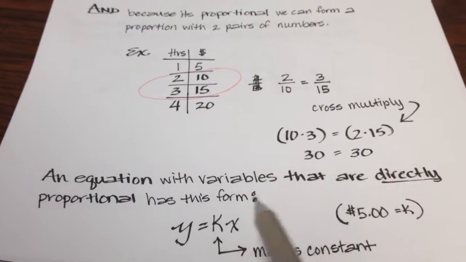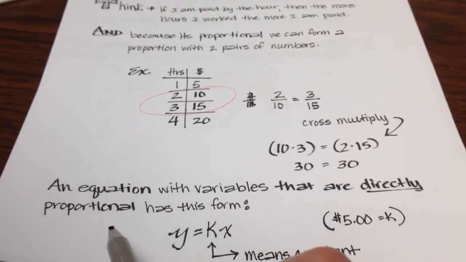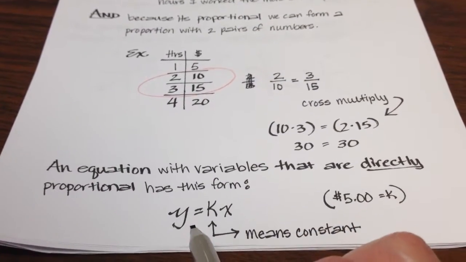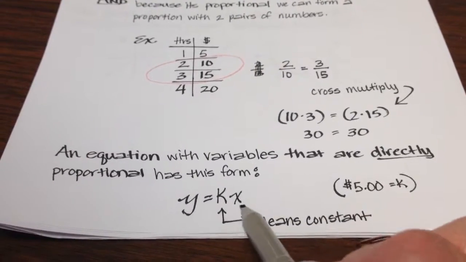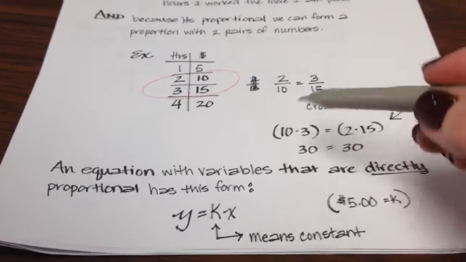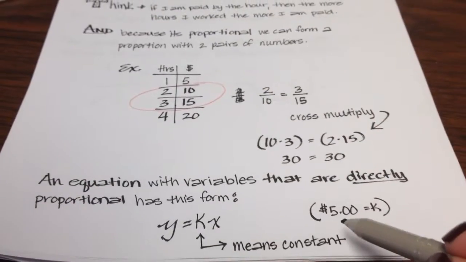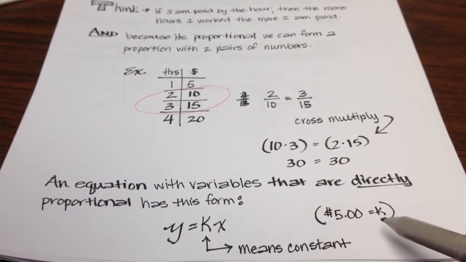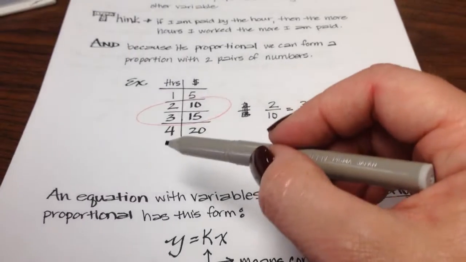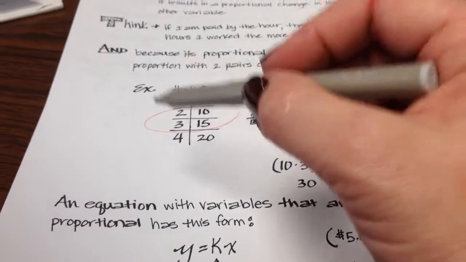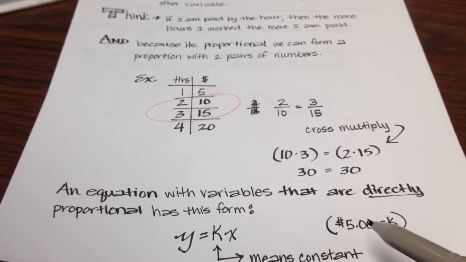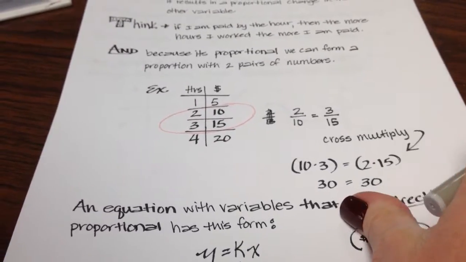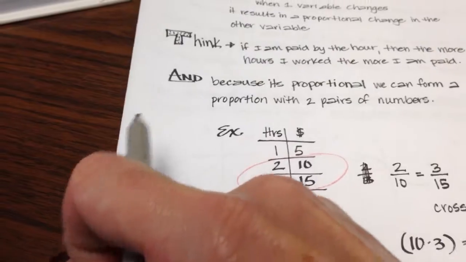So an equation with variables that are directly proportional has this form. Don't get scared. It's not hard. y equals kx. k just means the constant. Here, in this example, $5 was the constant, correct? However many hours I worked, I earned $5 per hour. So 5 was the constant. It did not change. All right. Let's look at the next thing.